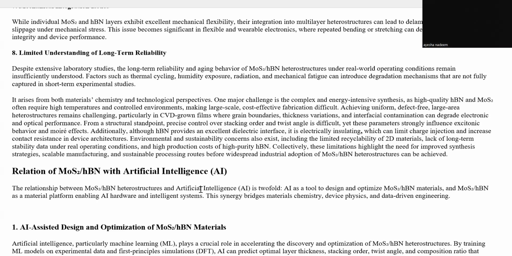Environmental and sustainability concerns also exist, including limited recyclability of 2D materials, lack of long-term stability data under real operating conditions, and high production costs of high purity hBN. Collectively, these limitations highlight the need for improved synthesis strategies, scalable manufacturing, and sustainable processing routes before widespread industrial adoption of molybdenum disulfide and hexagonal boron nitride heterostructures can be achieved.